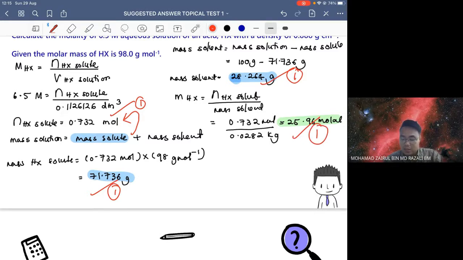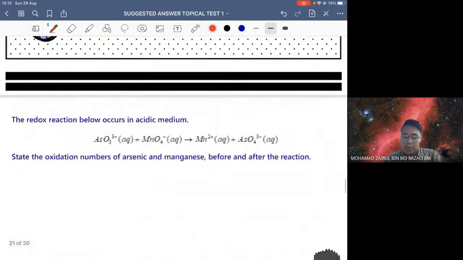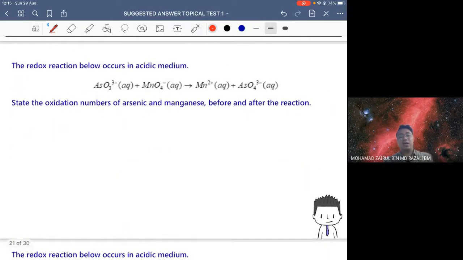Okay, so question number 5. Question number 5 involve redox reaction. So the redox reaction below occurs in acidic medium. So the first part of the question asks you to state the oxidation numbers of arsenic and manganese before and after the reaction. Okay, so we start with the arsenic. So kita akan start dengan arsenic. Okay, so before, so this is before lah.